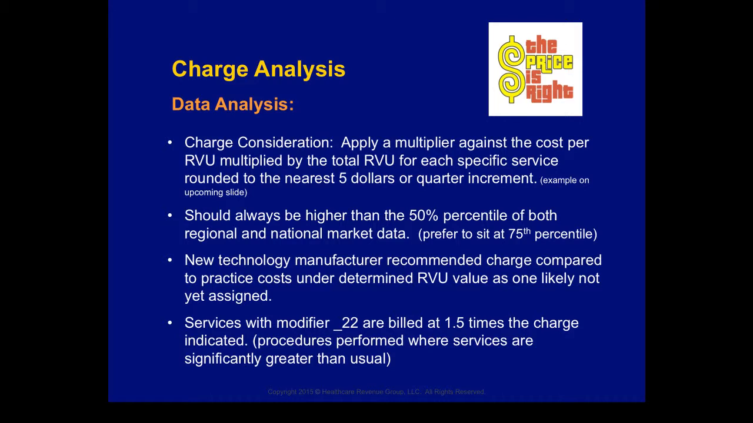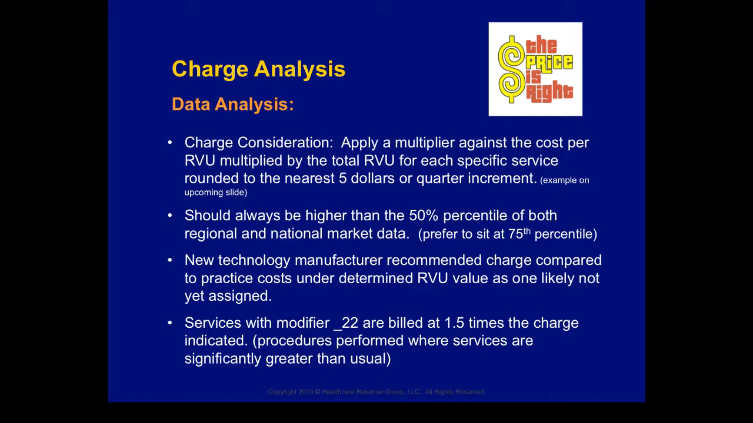So I'll take the manufacturer's recommended charge of a quadrillion dollars for this thing, and then I'll look at my cost to make sure that a quadrillion dollars is better than the cost of running my practice. Combine the two, and then I come up with my charge. But there you're going to have to lean on the manufacturer of the new technology. Then there's other things that create changes in your charges.